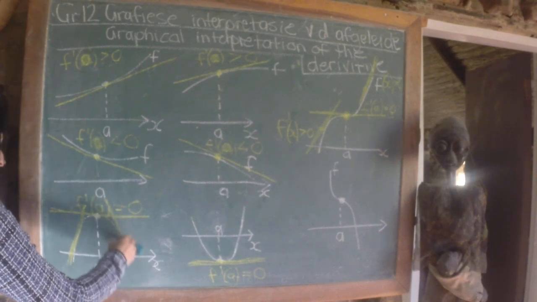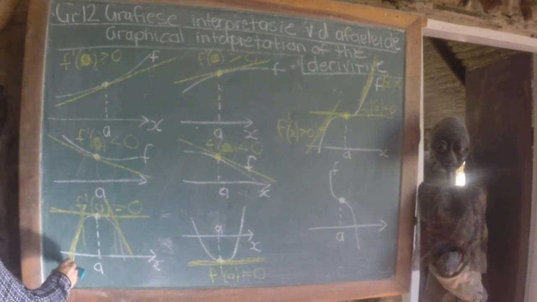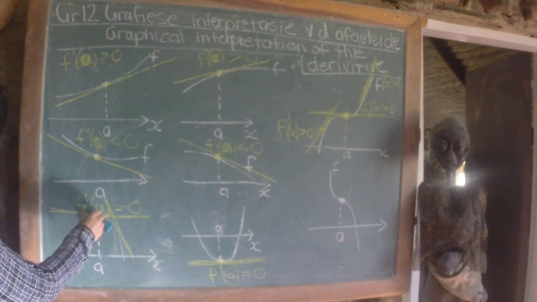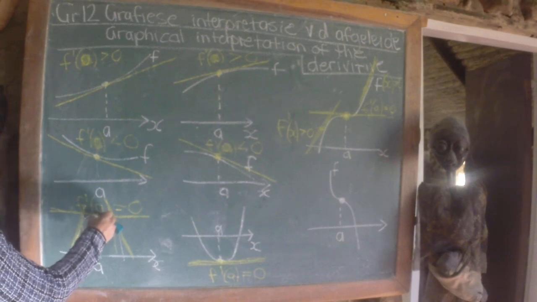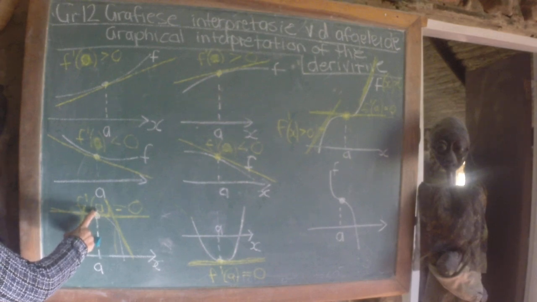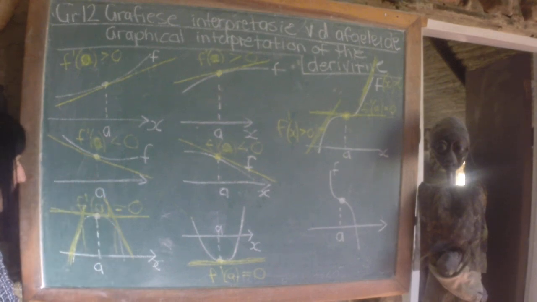Die afgeleide van die funksie by daai x-waarde gaan negatief wees. So you know that this one is ascending over there. From there it's ascending, there it's descending, and there's a turning point. Why is this a turning point? Want eers was hy stygend en daarna dalend, so dan weet ek daai moet 'n draaipunt wees.